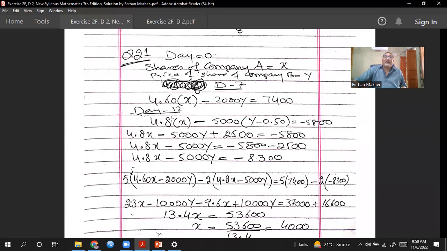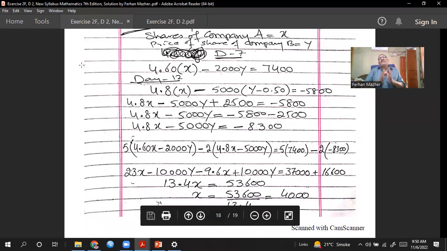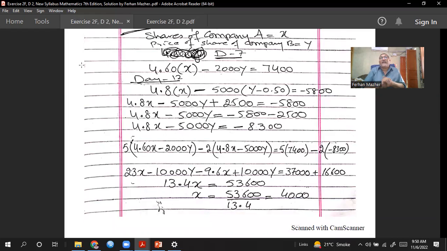If you want to make the coefficient of y the same, multiply the first equation by 5 and the second equation by 2. You can see here, and then you will subtract them. Very tricky question. So 5 into bracket 4.60x minus 2000y bracket close, minus 2 into bracket 4.8x minus 5000y bracket close, equals 5 into 74,000 minus 2 into minus 8300.